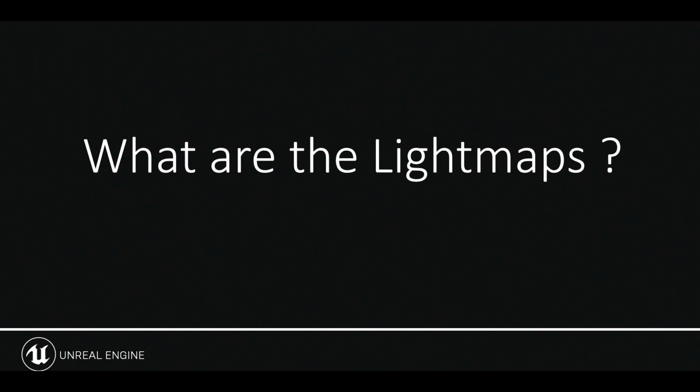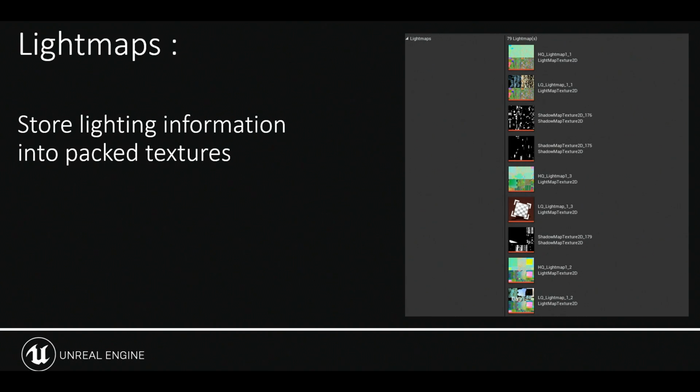So just going over the light maps. What are the light maps? Light maps store the lighting information and they are packed into textures. Basically, if you go into the world setting, you can see all your light maps at the bottom right. Each light map is actually a collection of HDR textures. And on top of that, it's not just the intensity of the light, it also stores the lighting direction.